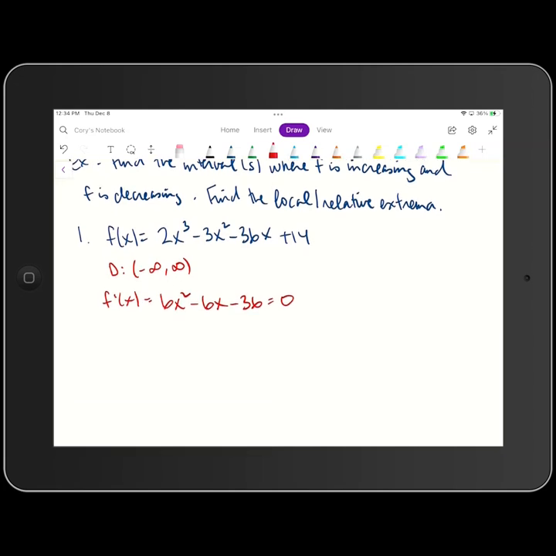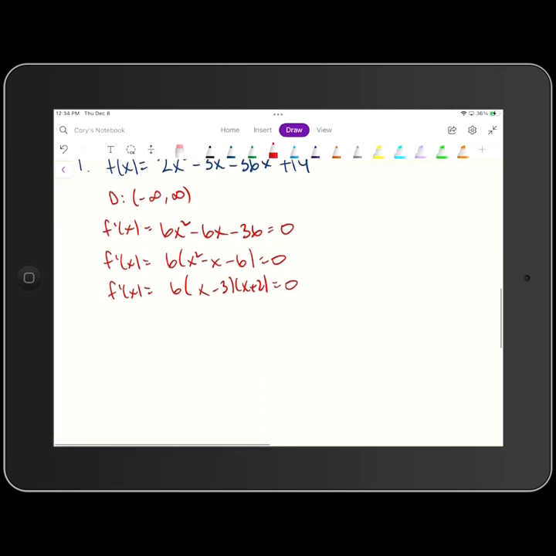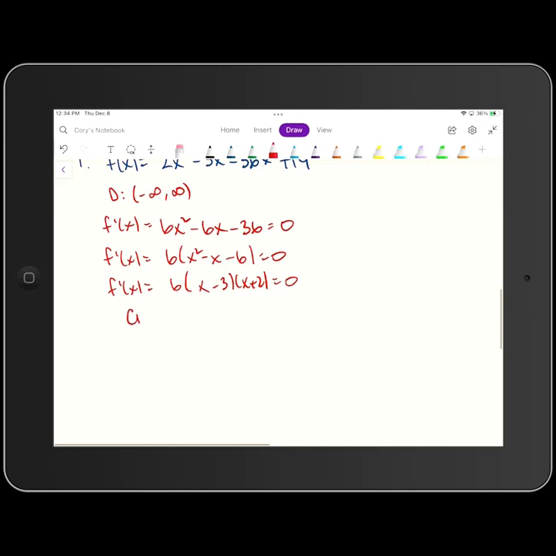Okay, so we can then factor a 6 out, which leaves us with x squared minus x minus 6. We want to find where that's equal to 0, and that quadratic function in parentheses is factorable. It's going to factor to x minus 3 times x plus 2. So our critical points are going to be where those two factors are equal to 0, which are at x equals 3 and x equals negative 2 respectively.